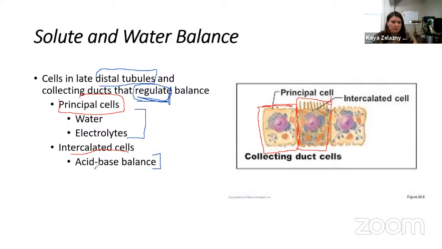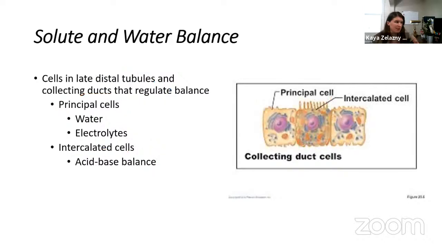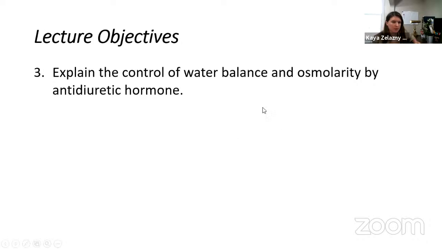And we'll talk about these later when we talk about acid-base balance, but they're helping us maintain appropriate pH in the plasma. So we have these two types of cells that we think about when we think about balance, depending on what type of balance we're thinking about, like what molecule we're balancing.